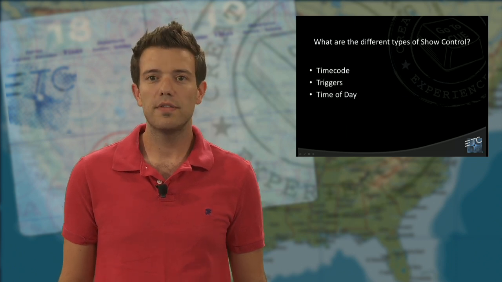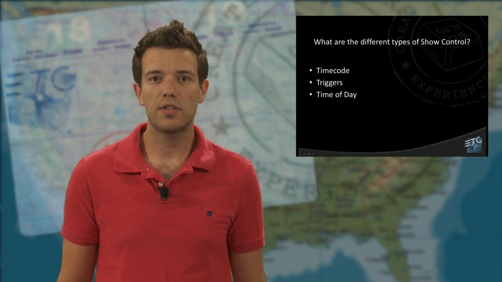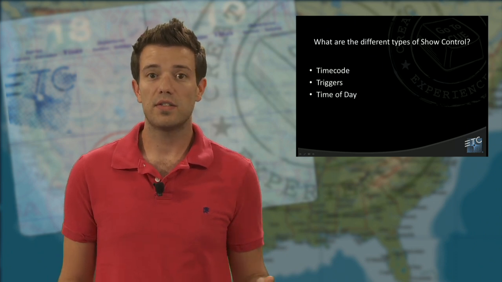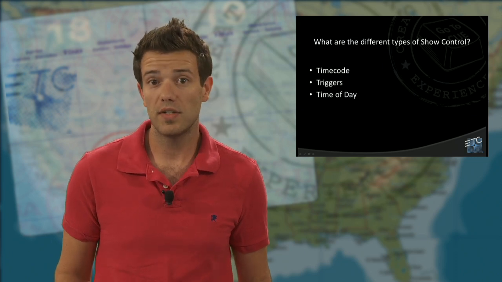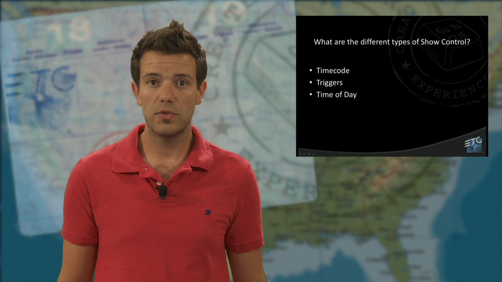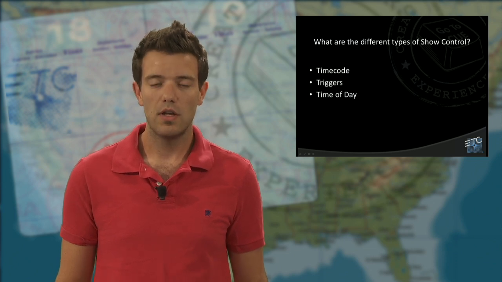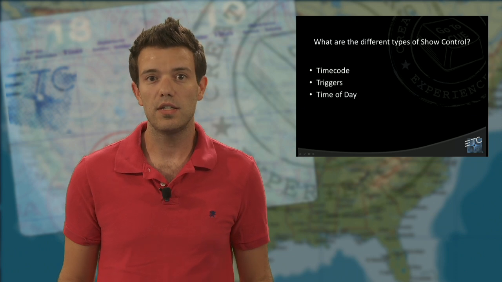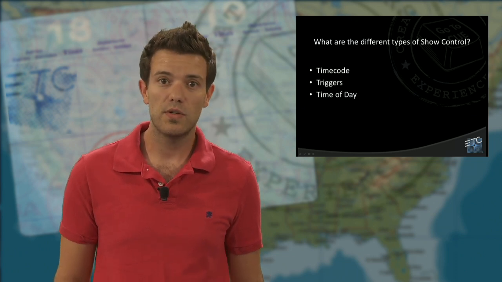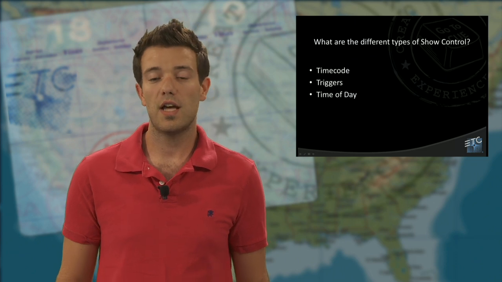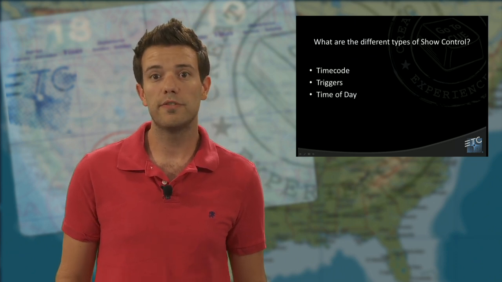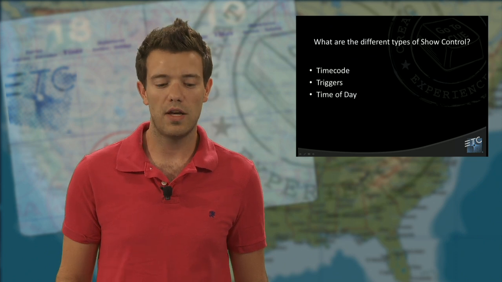So what are the three different types of show control that we use in this class today? Timecode. Now, timecode can include both SMPTE timecode or MIDI timecode. It could be triggers. These could be internal triggers, or these could be external triggers. Or it could be a time of day event, what we refer to in EOS as real-time clock.